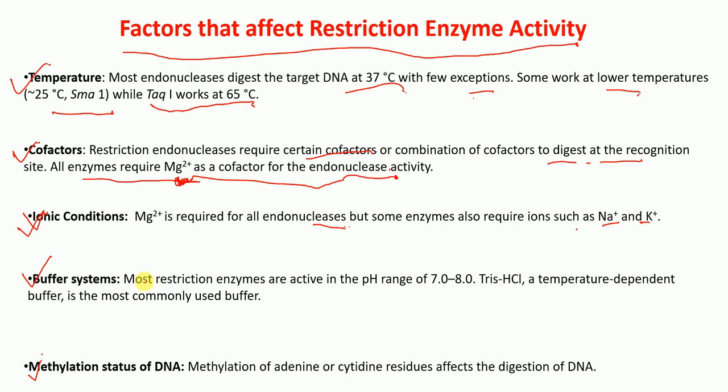Buffer systems. Most restriction enzymes are active in the pH range of 7 to 8, and Tris-HCl is the most commonly used buffer, which is a temperature dependent buffer. And finally, a really important point is the methylation status of the DNA. Methylation of adenine or cytosine residues affects the digestion of DNA. So it's also really important. I will discuss in detail the methylation of the DNA and how it affects the restriction enzyme activity.